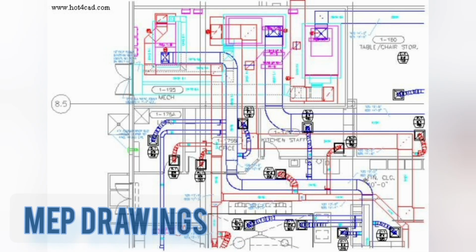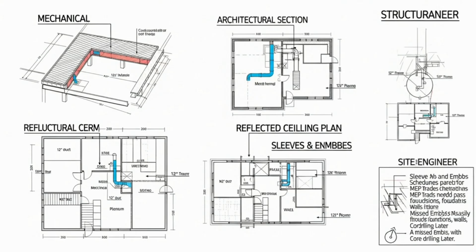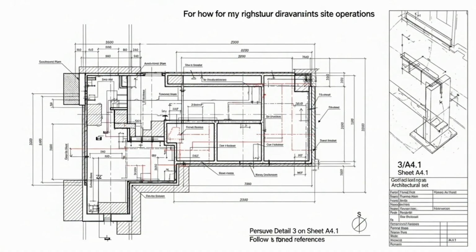Look for sleeve and embed schedules on the structural drawings. These indicate where MEP trades need to pass through foundations, walls, and slabs. A missed embed is a massively expensive problem to fix with core drilling later. The secret to mastering this is to attend and lead coordination meetings, using composite drawings or a BIM model to visually identify and resolve these spatial conflicts before they manifest on site.